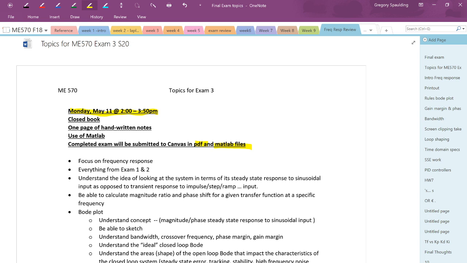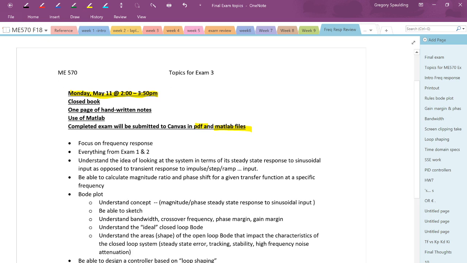I think I'll do it a little bit differently this time. Probably the PDF will be a single document that you will submit, and then the MATLAB files will be submitted. Probably have to submit those separately, but I'll look into that and let you know what's happening with that.